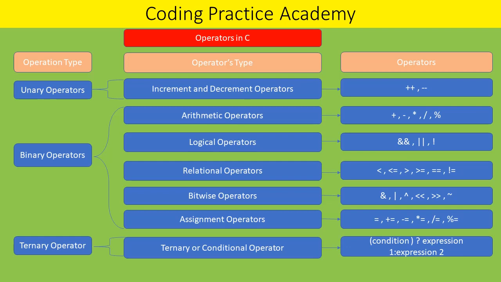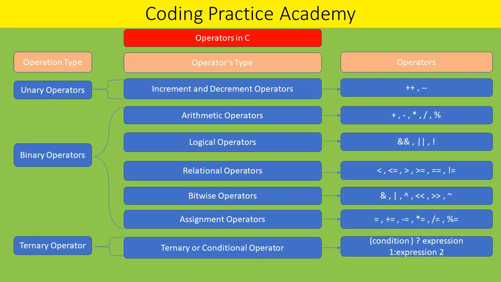A binary operator is an operator that operates on 2 operands and manipulates them to return a result. The operator types are arithmetic operators, whose symbols are plus, minus, multiply, divide, and modulo divide. Logical operators, whose symbols are and, or, and not. Relational operators, whose symbols are less than, less than equals to, greater than equals to, and not equals to.